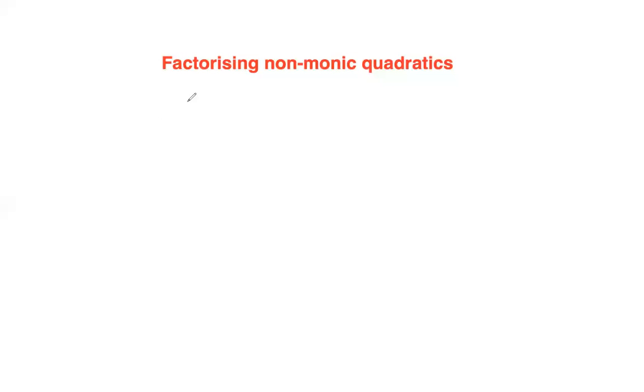The purpose of this video is to demonstrate how to factorise a non-monic quadratic. Now what I want you to remember first is that a quadratic is an expression of the form ax squared plus bx plus c. And a non-monic quadratic is just one where a does not equal 1. So let's look at a first example.